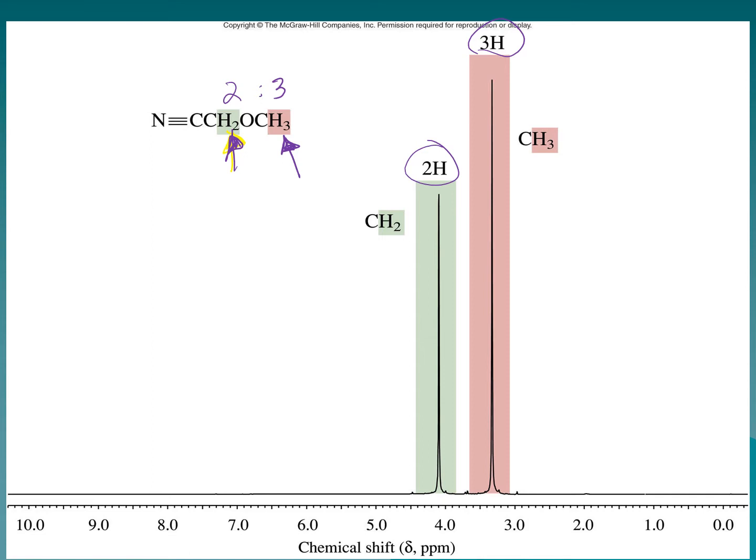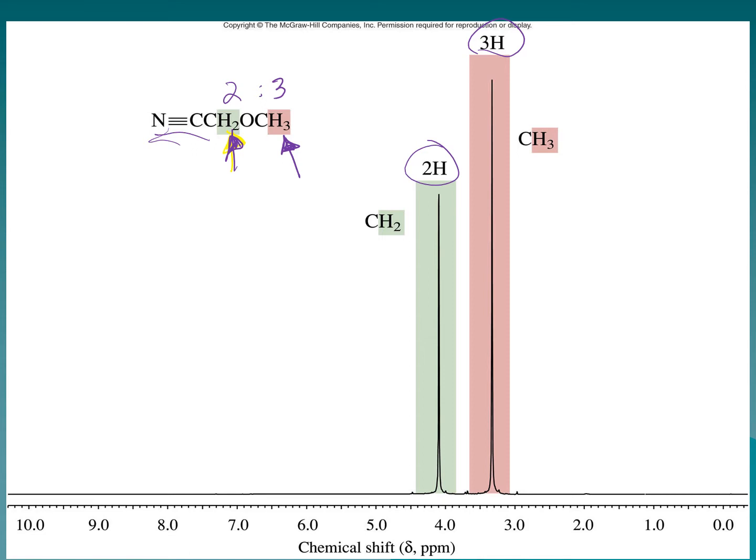All right, and then the green ones are shifted further downfield because you got a nitrogen and some electrons pulling that way, and then you also have an oxygen pulling electrons away. But yes, you have an oxygen pulling electrons away from there, but this one has this hydrogen's electrons getting pulled in 2 directions, so it's further downfield.